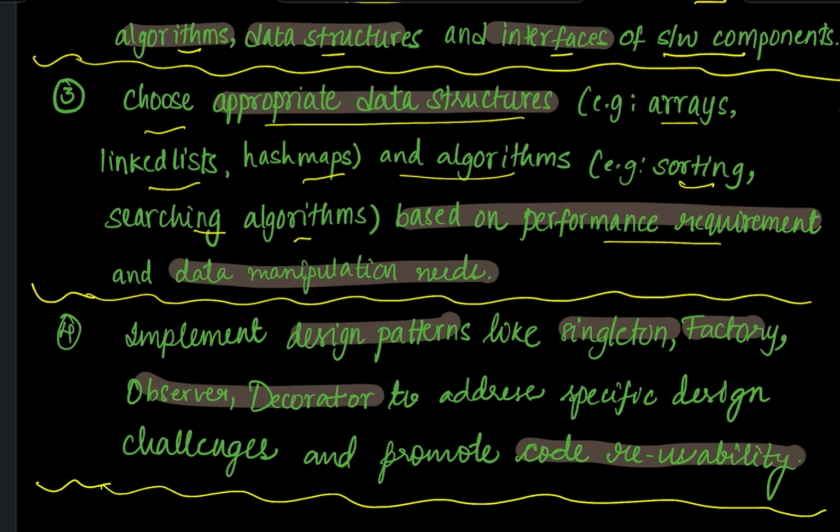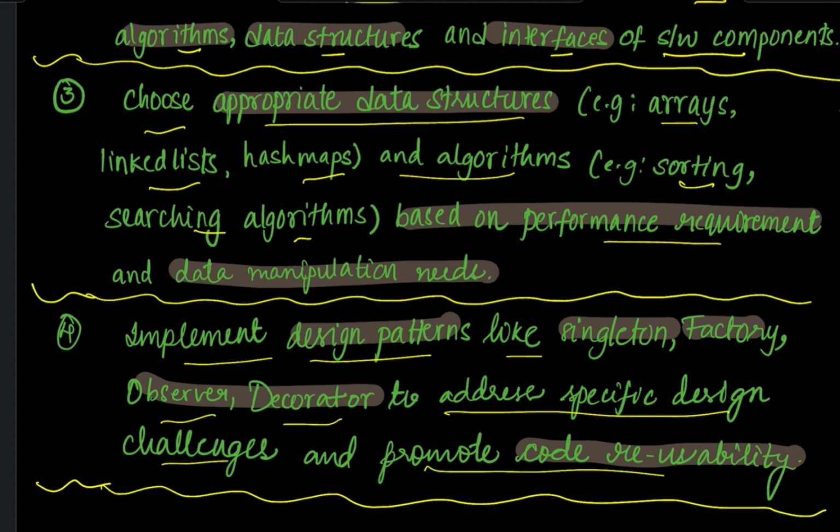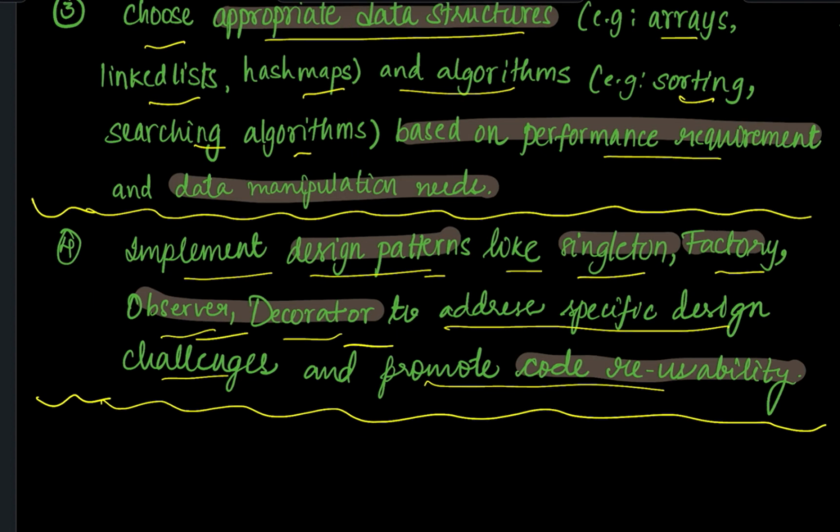Now the last thing is to implement design patterns like singleton, factory, observer, decorator to address specific design challenges and promote code reusability. We'll talk about these design patterns later in upcoming videos, but to give you a small overall understanding of what a design pattern is: these design patterns are nothing but solutions to common problems that help us in designing efficient and reusable code, which is something that all developers strive for.